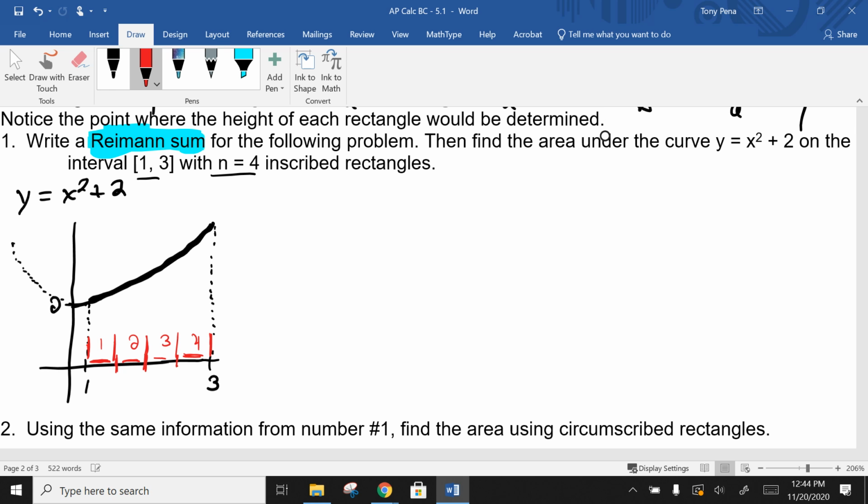What we want to know is what's the length of each base. On the previous page, we said the way we can calculate that change in x is by doing the difference in the interval. So we want to go from 1 to 3, so we're covering an interval of 2. And we're going to do it in 4 steps. What that tells us is we're going to move over by a half each time. So this x value is 3 halves, this would be 2, this would be 5 halves, and then we finish at 3.